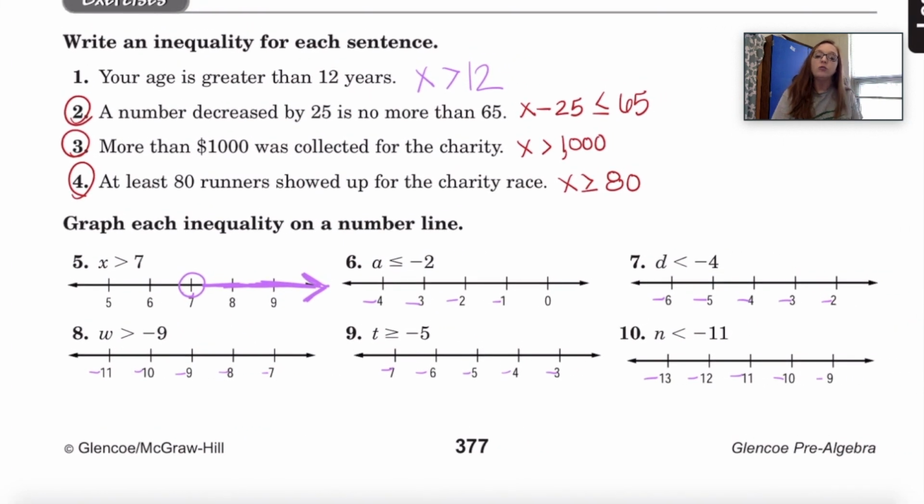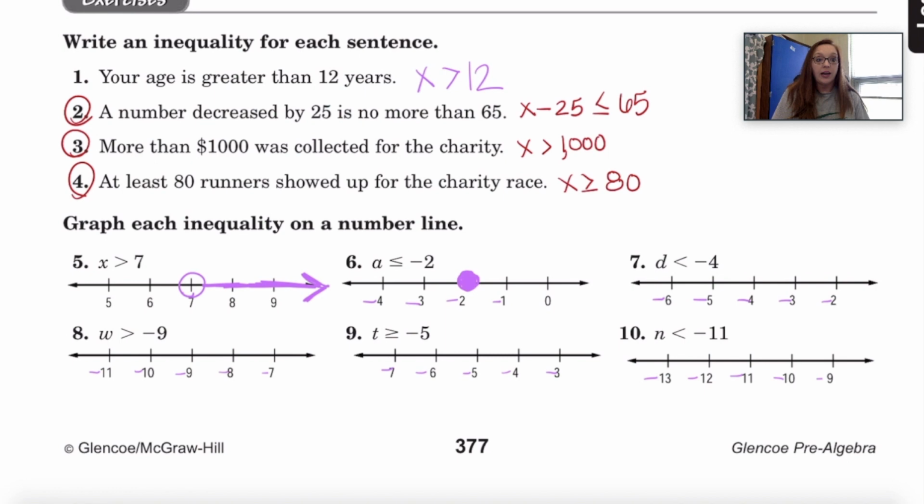All right, now let's do number 6. So a is less than or equal to -2. So first, I'm going to put the circle at -2, start off with it open. Can a be equal to -2? Would that make that inequality true? Is -2 less than or equal to -2? Well, it's equal to -2. So a can be -2, meaning that would make the inequality true. So it should be shaded or closed.